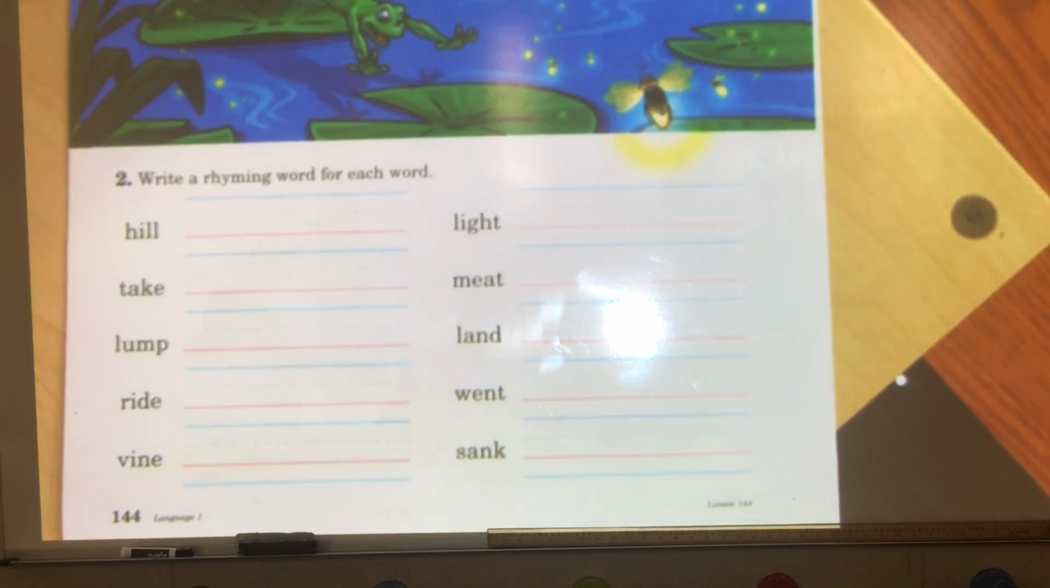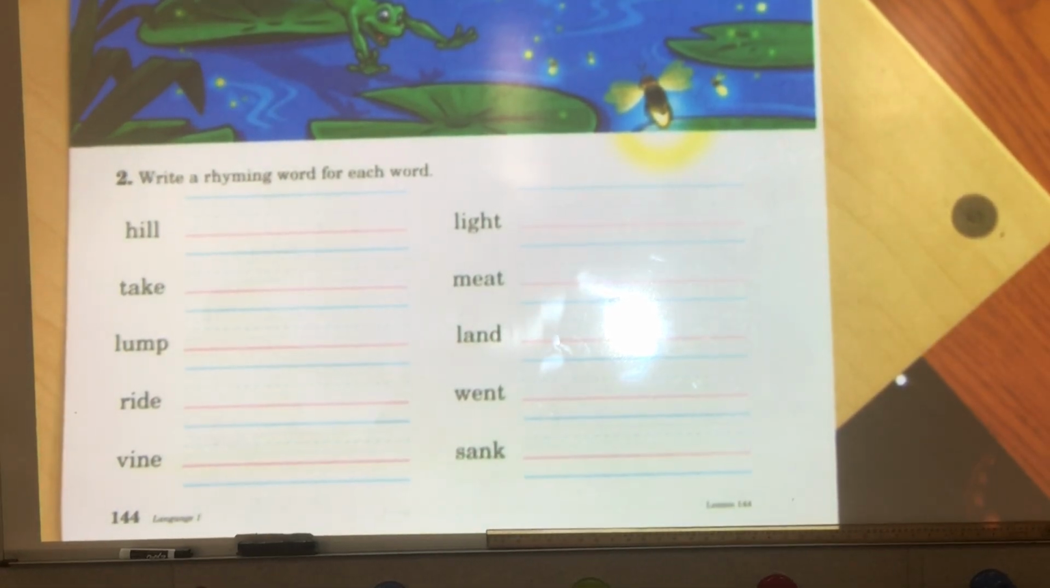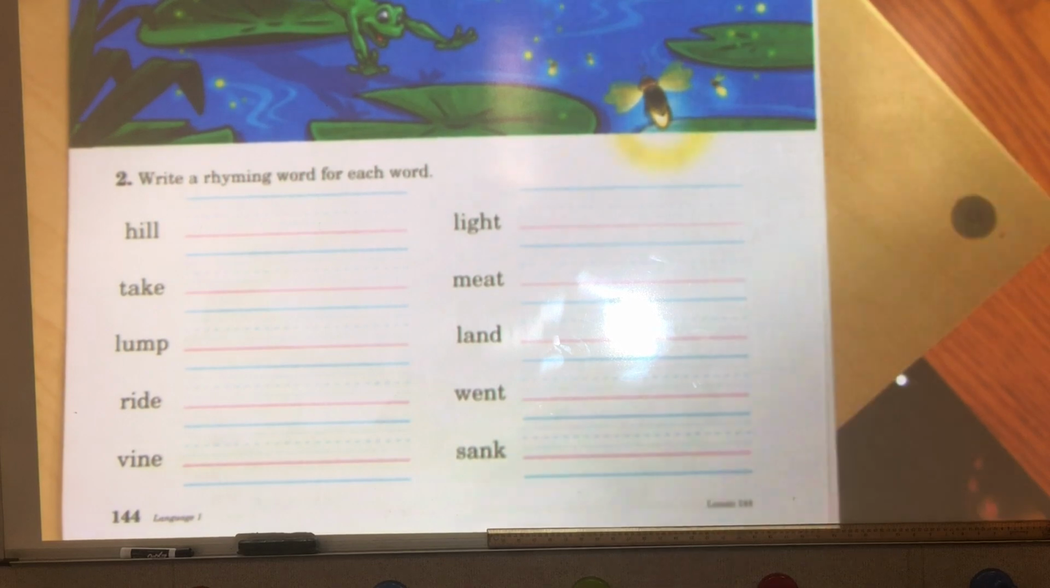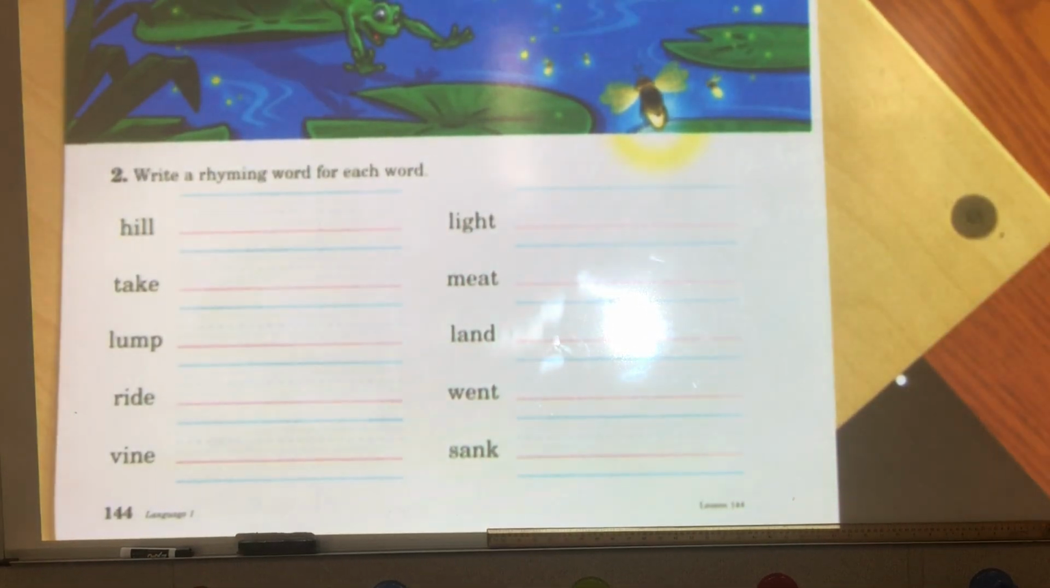Write a rhyming word for each word. A rhyming word has the same ending sound. Take a look at the first word. The first word is hill. What's a rhyming word for hill? Bill is a rhyming word for hill. You got hill, bill. So bill, lowercase B-I-L-L, that's a rhyming word. You will find a rhyming word for the rest of these words.